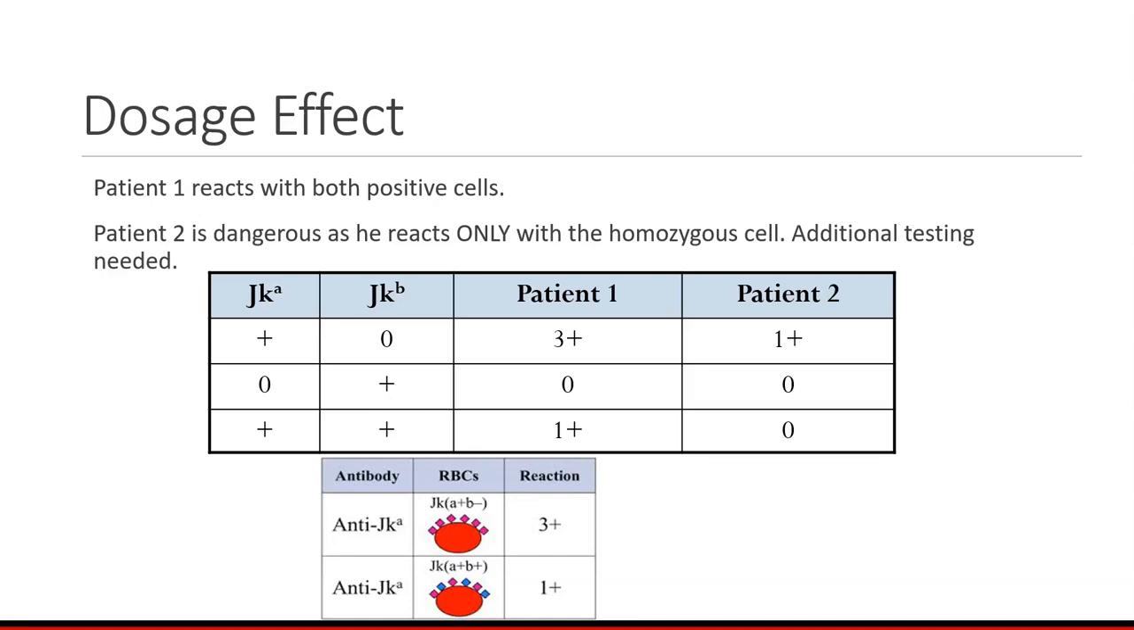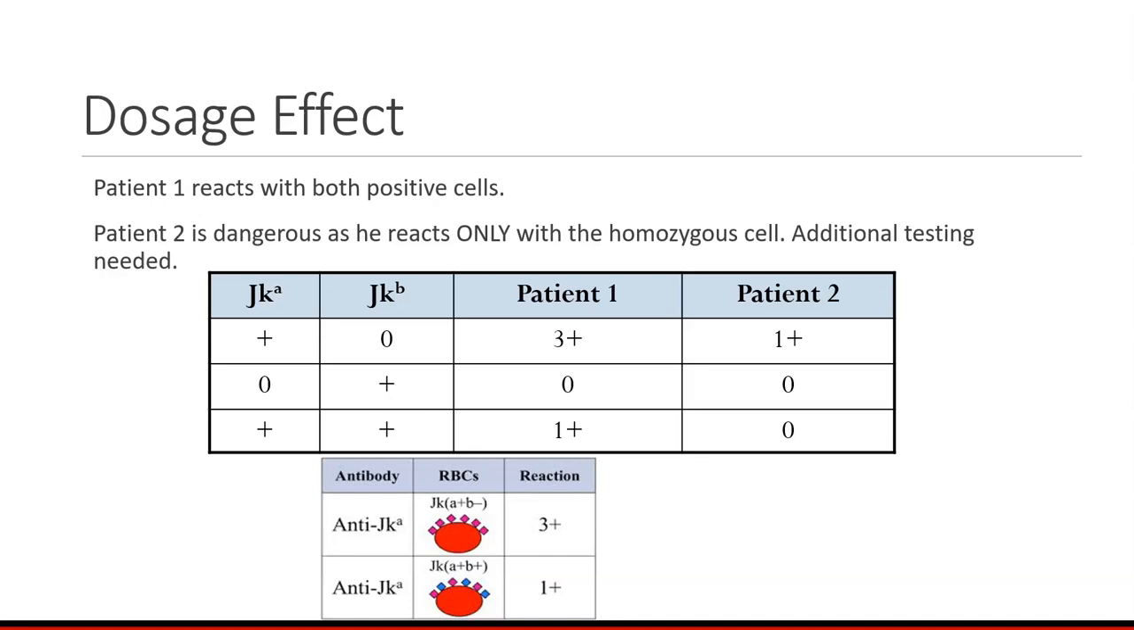Now, on the bottom, I have an illustration that shows you a JKA homozygous cell, and you see the little purple structures? That shows you that 100% of the Kidd antigens are JKA. In the second cell, we see a heterozygous cell. So 50%, the little blue, are JKB, and the other is JKA. So it has 50% of the amount of antigen. So in patient 1, we got a 3+ with the homozygous cell and a 1+ with the heterozygous cell. Why? Because there was less JKA antigen on the third screen cell than on the first.